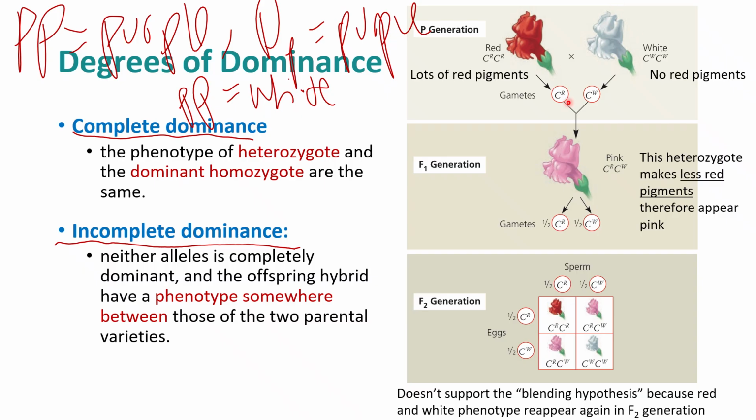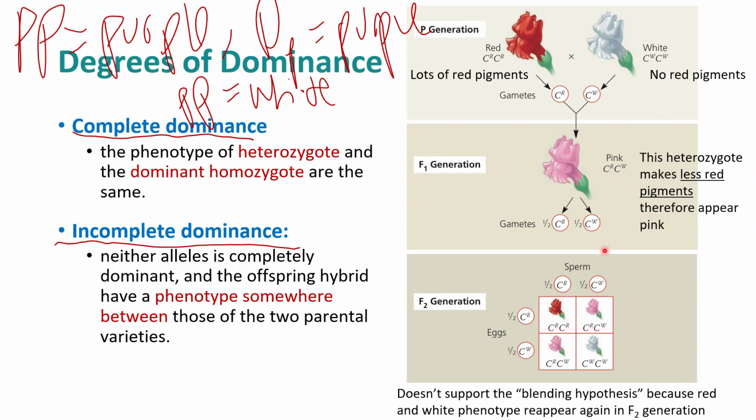However, in the F1 generation, all the offspring are going to be heterozygous, because remember, we have capital R and lowercase r. So we would have all heterozygotes, and instead of being red or white, they appear pink. That's because they only get one allele that makes the red pigment producing enzyme. As a result, they produce less red pigment compared to the red parent up here. Therefore, they appear pink instead of red.